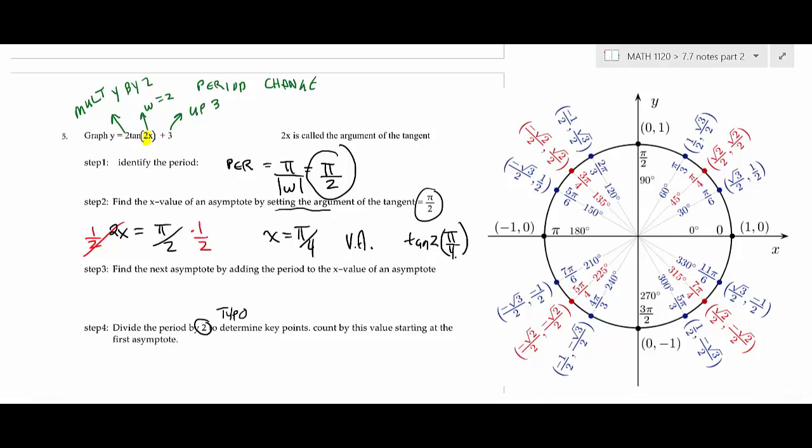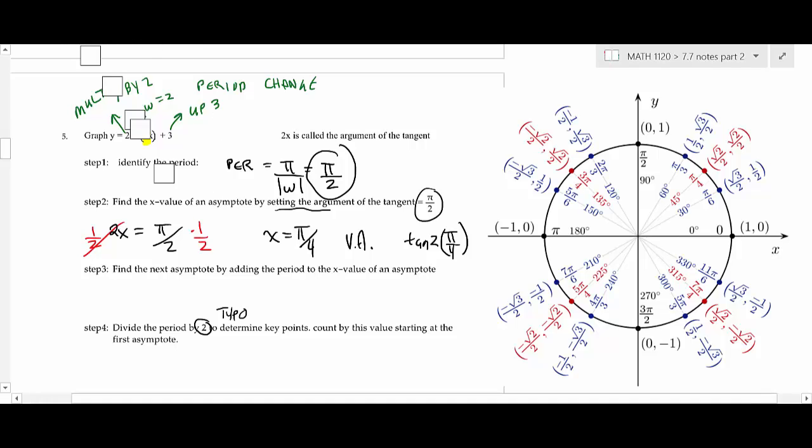Pi over 2, right? What happens at pi over 2? Undefined, you see what I mean? So when you multiply that new number by pi over 2, it just takes you back to where you're undefined anyway. Does that make any sense? So you can tell you're right. You can tell that you have an asymptote, okay?